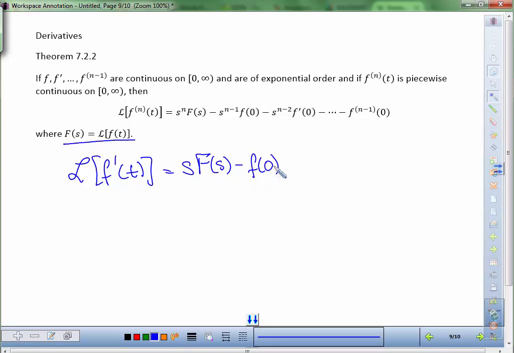What's f of 0? It's the original function evaluated at 0. Let me ask again and see if anybody comes up with a different answer. It's a constant. That's what I wanted to do. f of 0 is just a constant, right? So it's not a function anymore. So this is our transform of our first derivative.